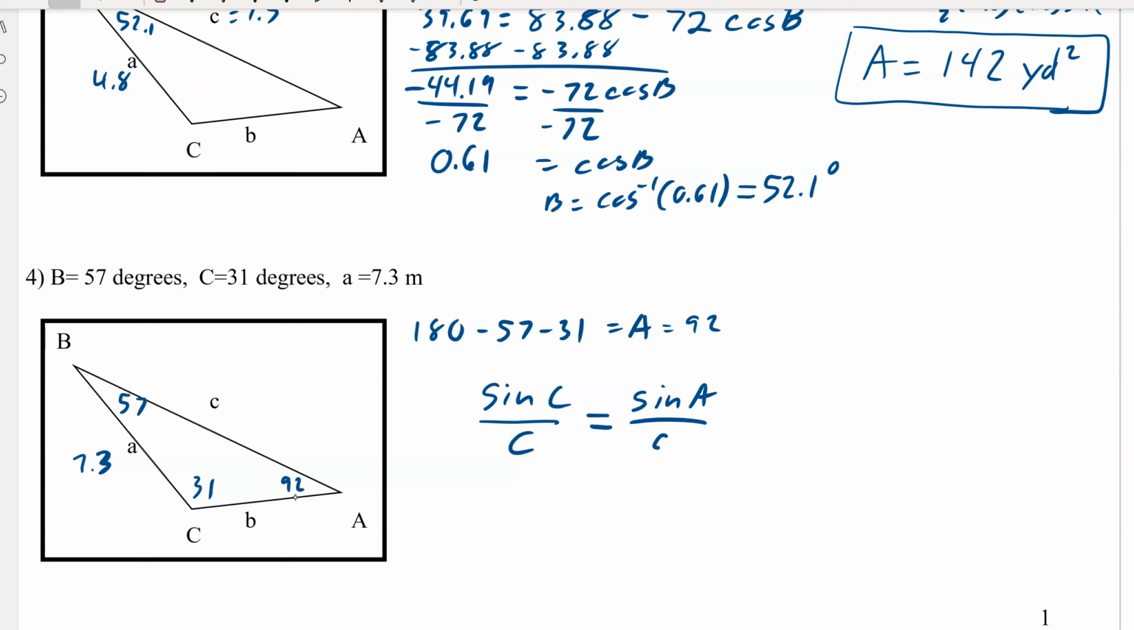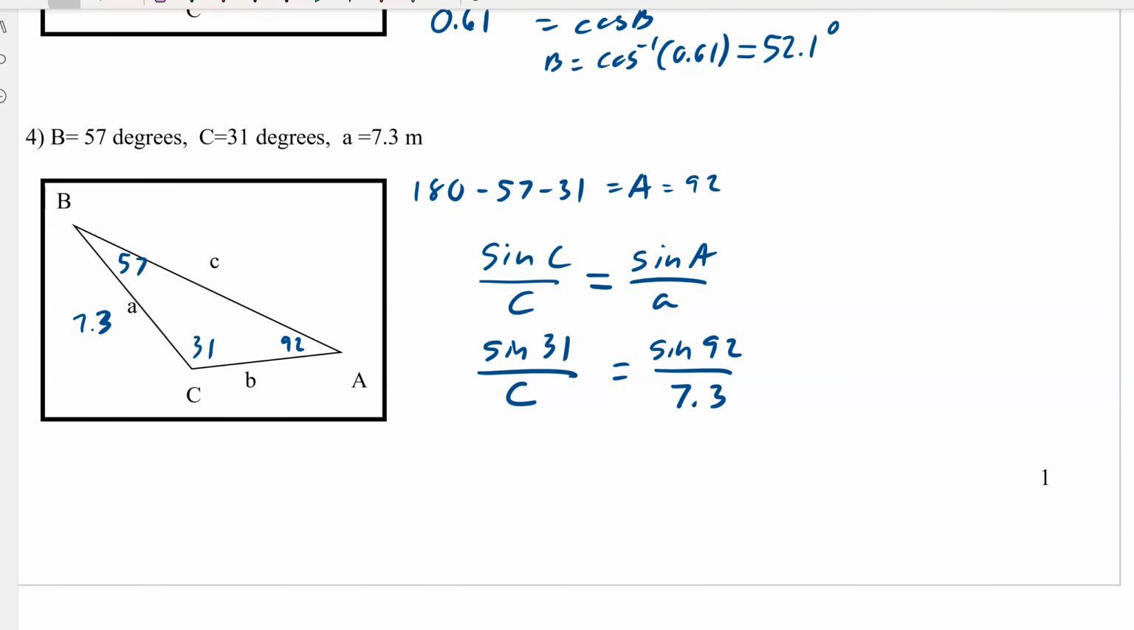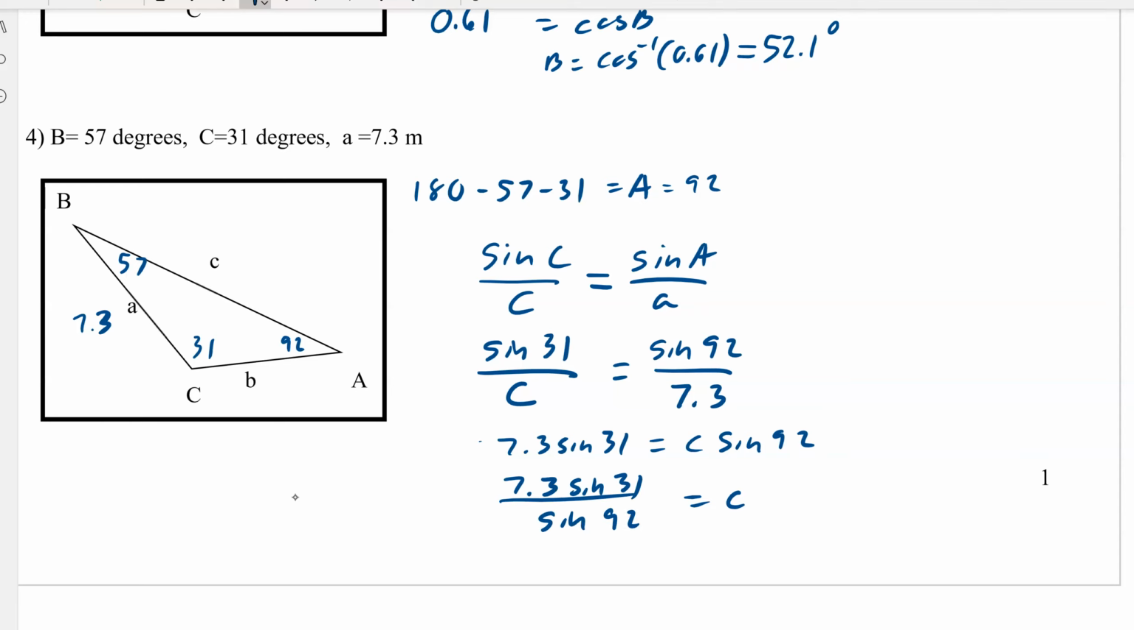So sine of A over A. So sine of C, that's sine of 31 degrees over C. And then sine of A is sine of 92 over its opposite side of 7.3. And so now we can just cross multiply and find C. So we get 7.3 sine of 31 equals C sine of 92. So C equals 7.3 sine of 31 over sine of 92. And so C equals 3 point, we'll just do 3.8 meters. So we now know that C is 3.8 meters.